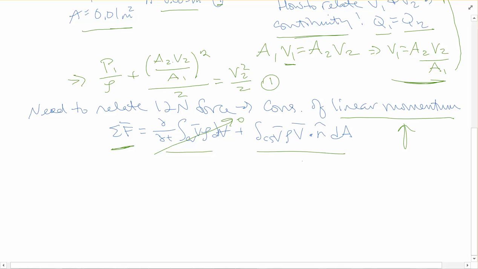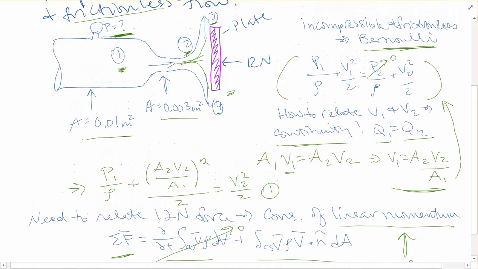So let's look at v2. That'll be the velocity right outside of the nozzle. That is going to be v2 i. And then n, remember, is going to go out of the control volume. So let's scroll up here for a second.